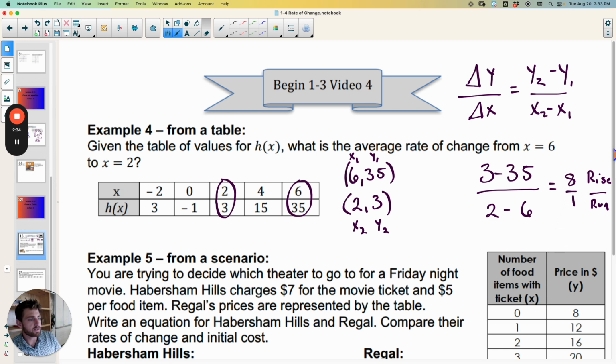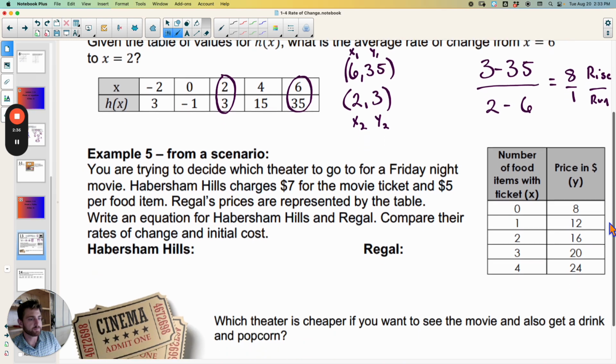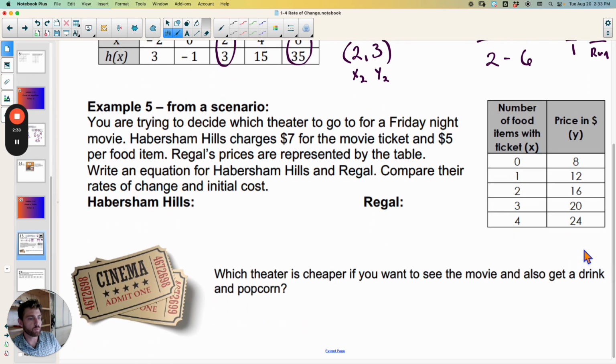Alright, let's go on down here to example number 5. First set of word problems. I know y'all love word problems here. So it says, you are trying to decide which theater to go to for a Friday night movie. Habersham Hills charges $7 for the movie ticket and $5 per food item. So a little hint here, anytime you hear the word per, that is most likely going to be that number that you're going to put with the x.